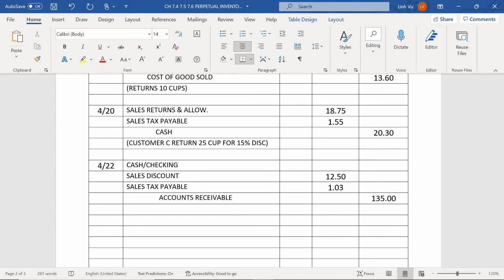So then how much cash am I going to be receiving? $121.96 or 97 cents. How much? 121 and 97 cents. Okay.